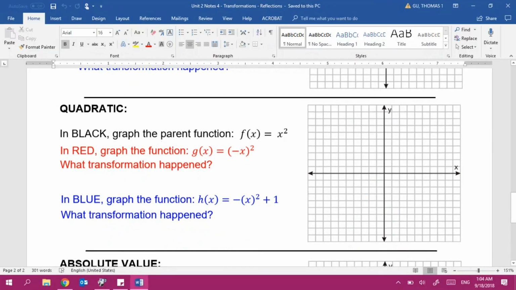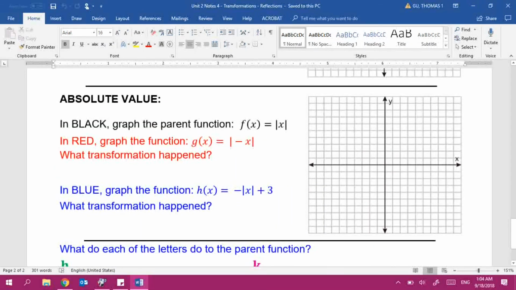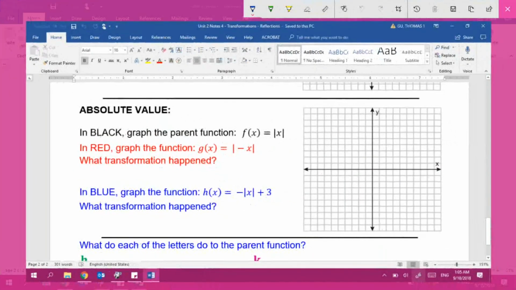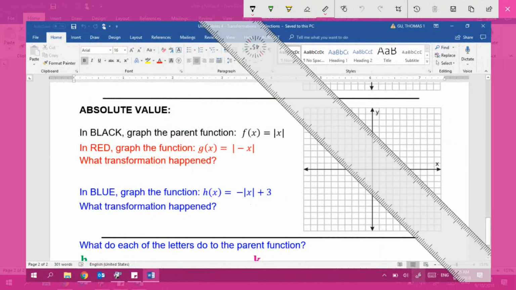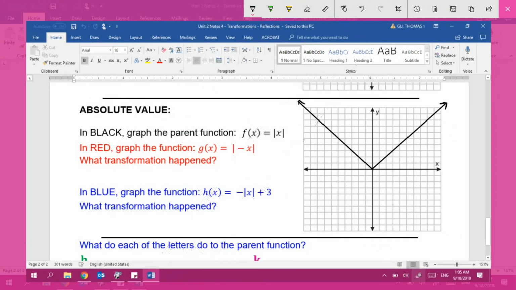All right, and on to the last one. I want you to try this, the absolute value. So graph the parent function. We should know this one by now since we've done it so much. It's just going to be the V. And now we're going to graph the red. Now let's just use what we know.